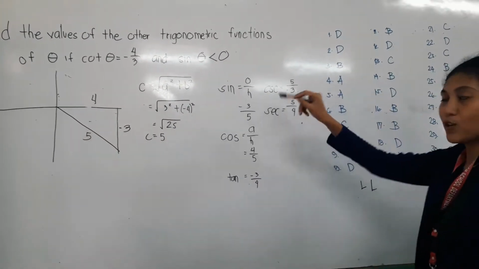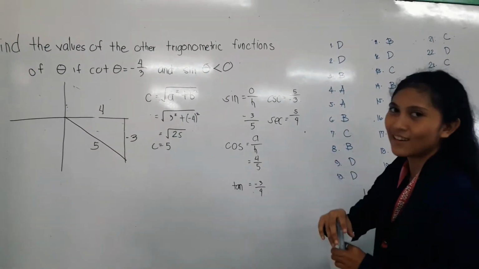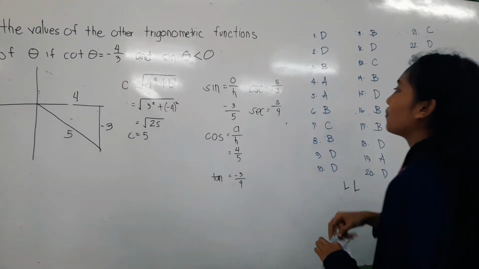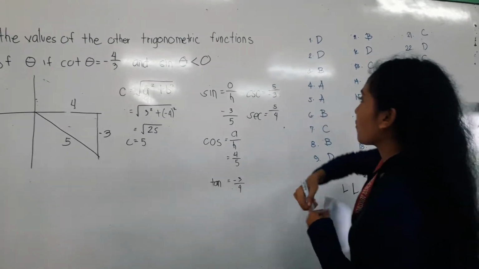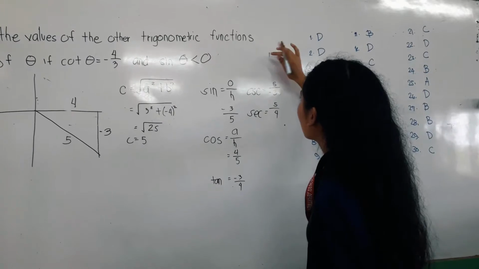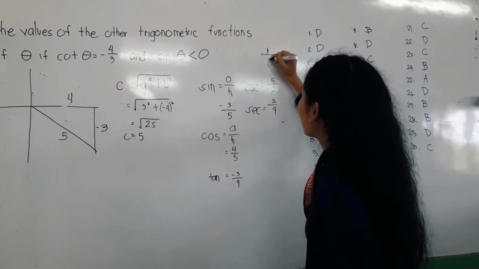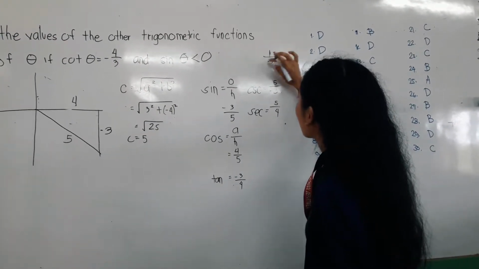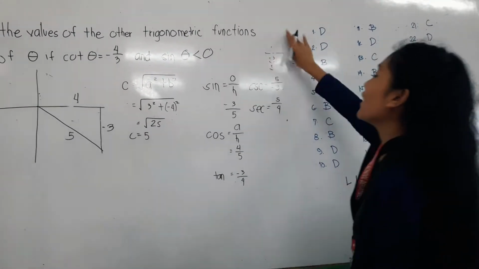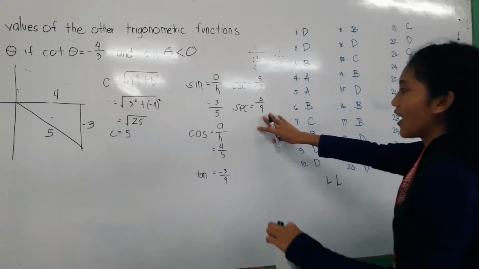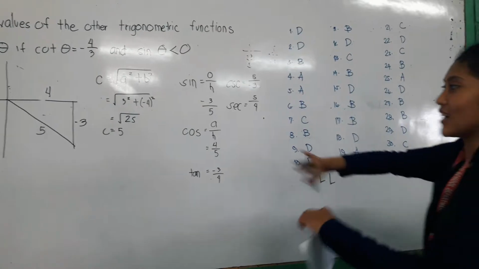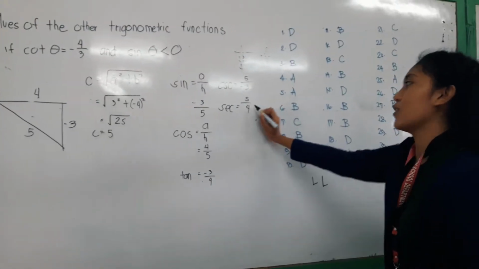The cosecant is the reciprocal of sine. So, 1 over sine, 1 over negative 3 over 5, so it becomes negative 5 over 3. So, the second is the reciprocal of cosine. So, it is like what we did earlier. So, the reciprocal of it, 5 over 4.